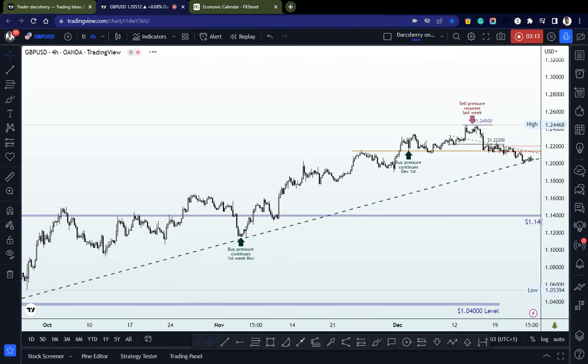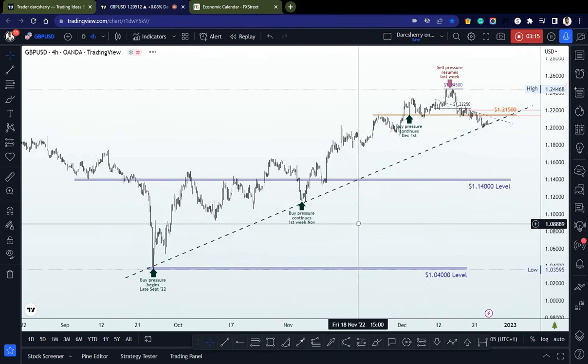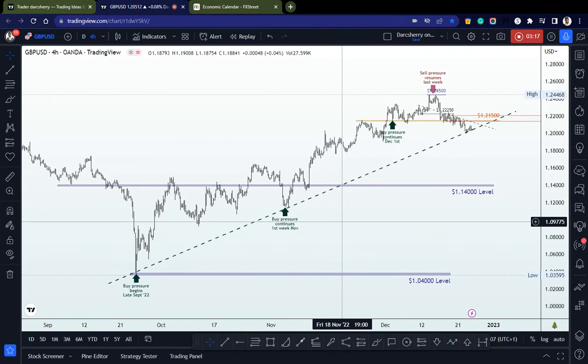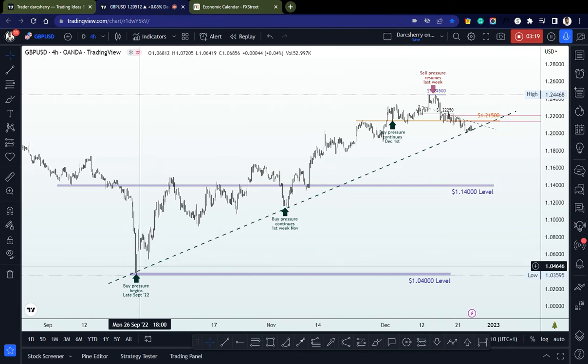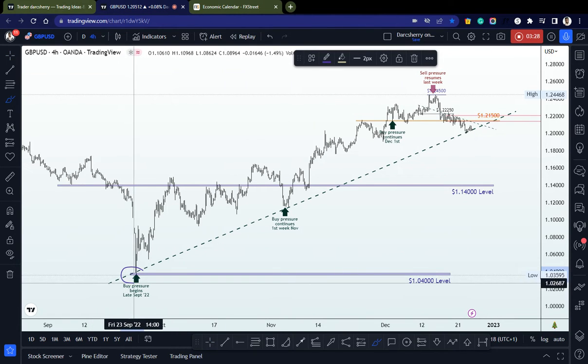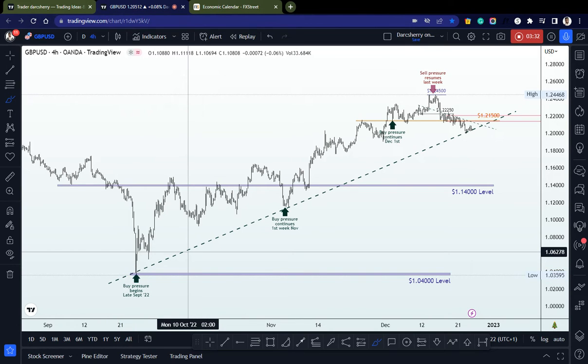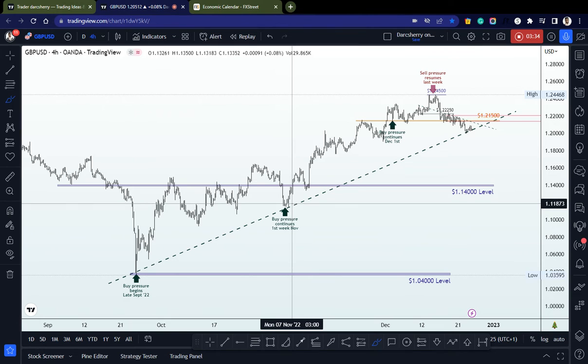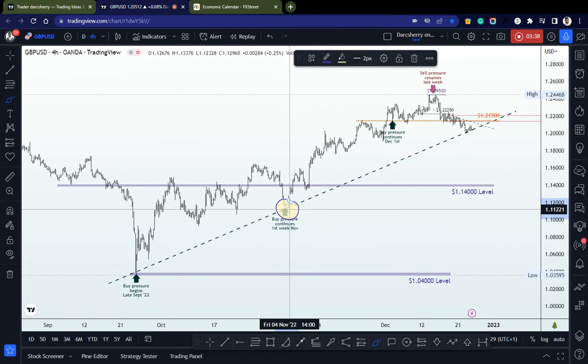So here we are on the 4 hours time frame, and the first thing you would observe here is the fact that we have been witnessing a bullish momentum since the later part of the month of September. As you can see, we saw buy pressure resume here in September this year. Then in the first week of November, we saw another buy pressure. That was the second pivot low of the bullish trend line.